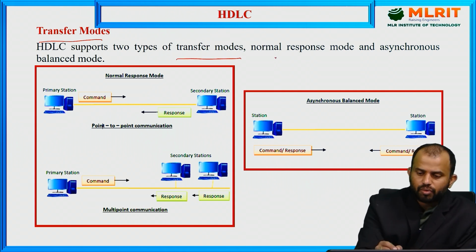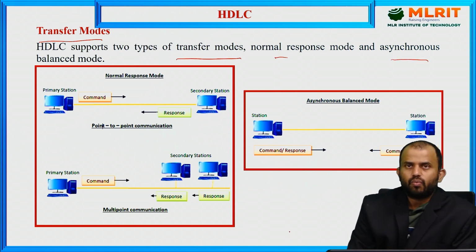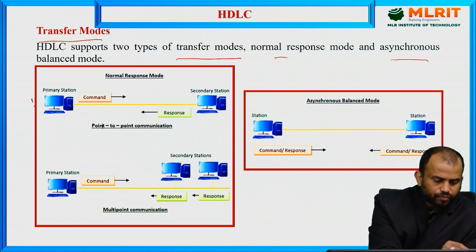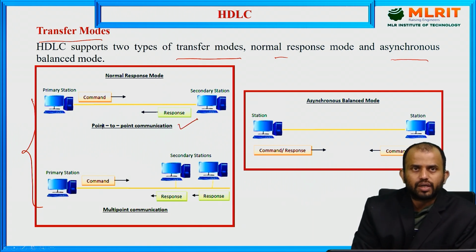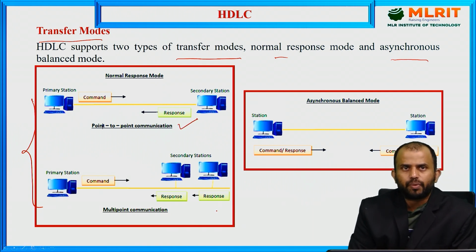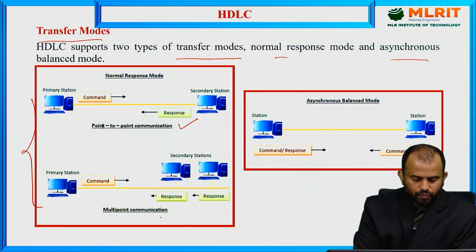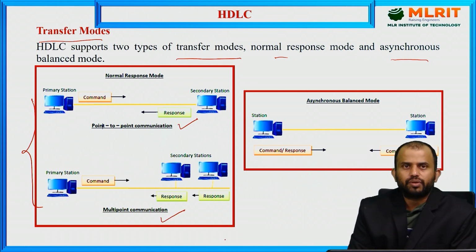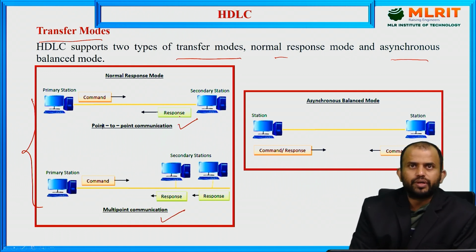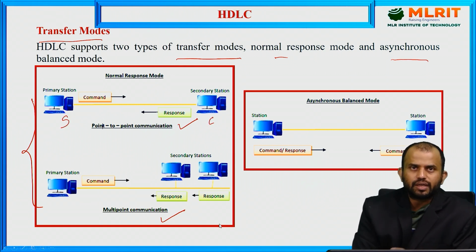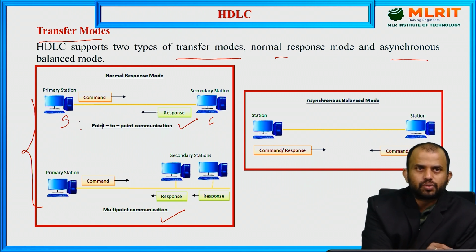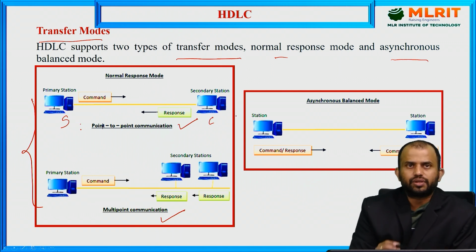One is the normal response mode and the other is the asynchronous mode. What is the normal response mode? Here two things are there. One is the point-to-point communication mode, which we call the PPP mode. Another is the multi-point communication mode. In the point-to-point communication mode, in the normal response mode, we have one source and one client. One source point and another destination point.